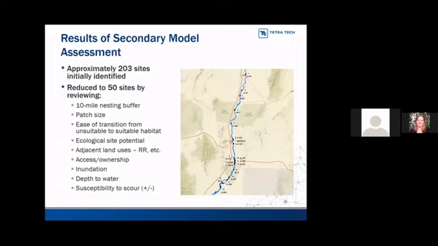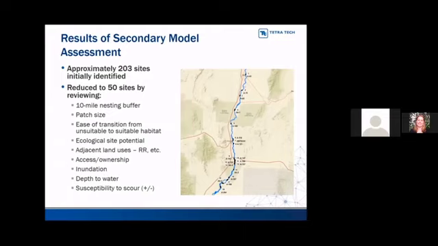The next hard filter was depth of water. Obviously, the habitat creation for flycatcher is going to require a depth of water that is suitable for the coyote willow and tree willow to become established and persist. So once we got those hard filters in place in the model, we ended up with approximately 200 potential restoration sites within the study area.